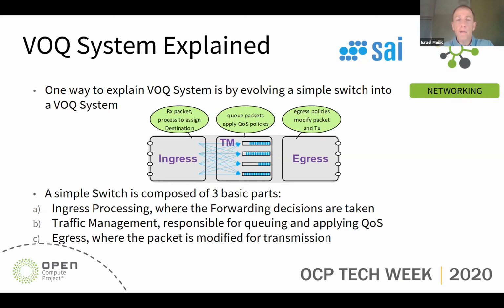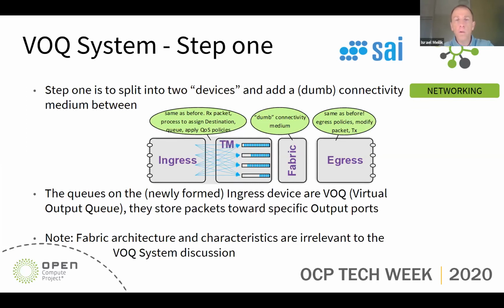And the final part is the egress that is connected to the output port and is doing all the packet modifications before we send out the packets. So this is a simple, or a basic switch, and we will evolve it into a VOQ system.